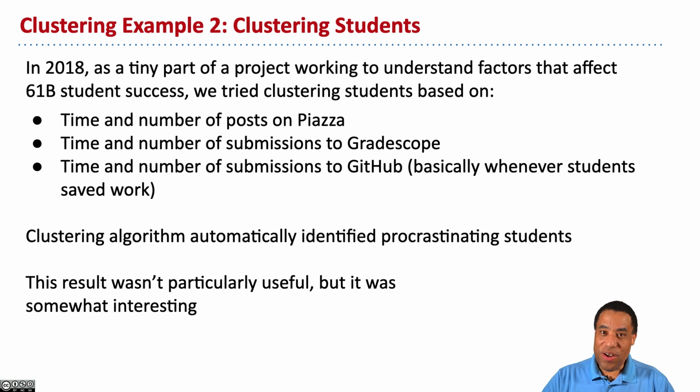So what did the clustering algorithm discover? Well, it automatically identified those students that tend to procrastinate and start working on their assignments really late. So not really a particularly useful result, but still it's interesting that with no labels, the algorithm was able to determine that class of students. And then we can assign, after looking at that group of students, the label, these are the students who procrastinate on starting their assignments.